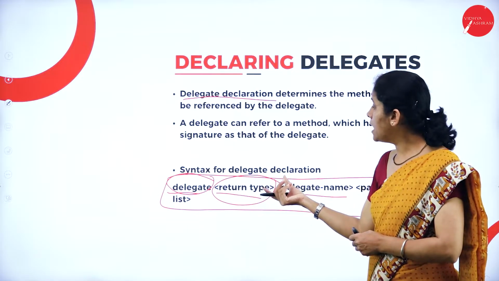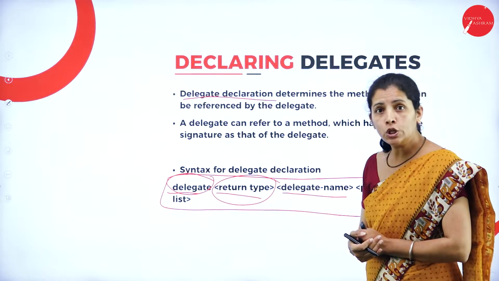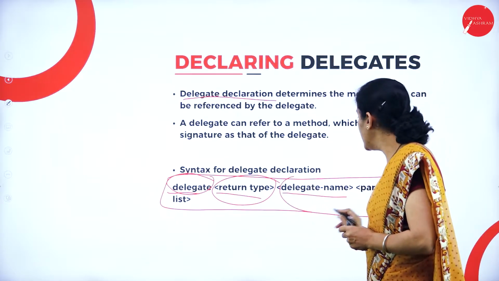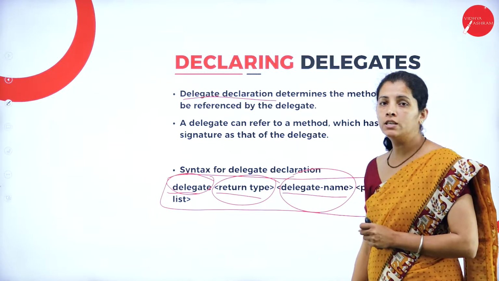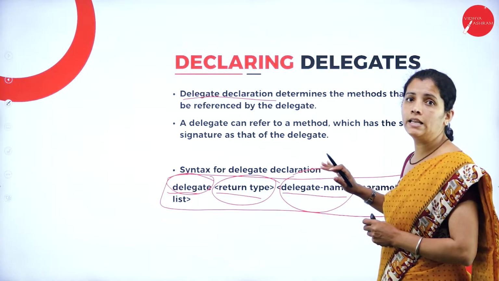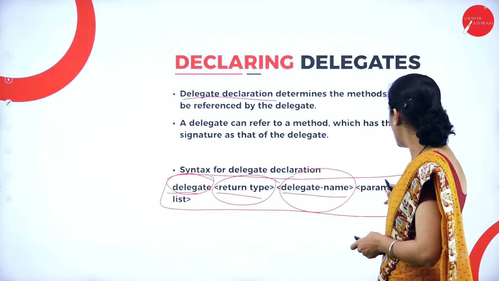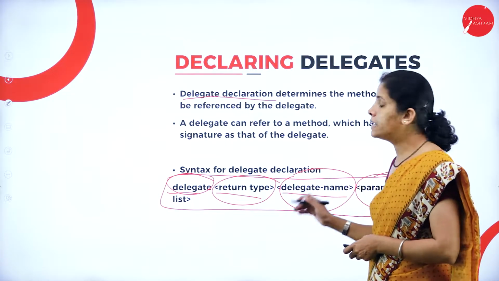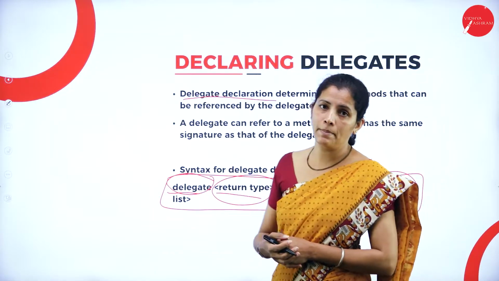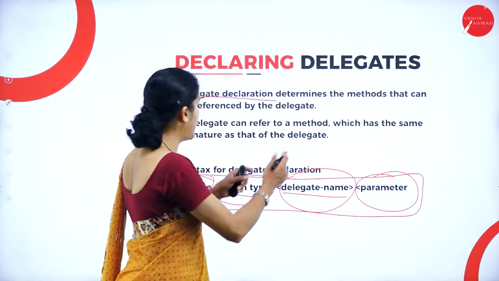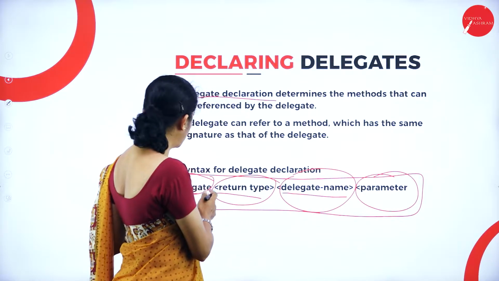There are certain times I can use fundamental types. And what about the delegate name? So dear student, this delegate name is nothing but the user defined delegate name, and this delegate can have parameters. And to specify the parameters, I have a parameter list. So what is the syntax?